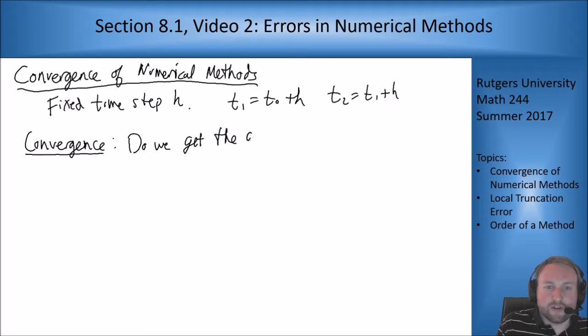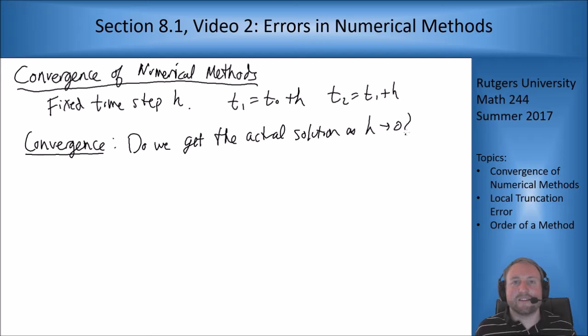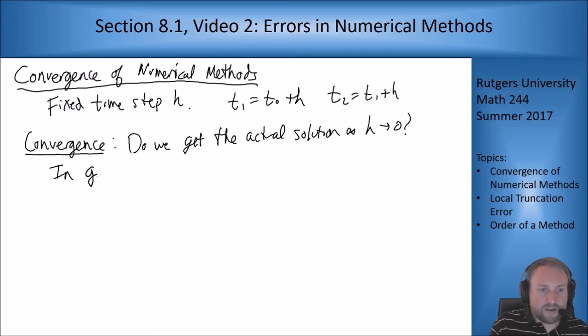do we get the actual solution as h goes to 0? What I mean by this is, you're going to take your ODE and an initial condition, and start doing, say, Euler's method, step by step forward in time. Now what you want to know is, if I send h to 0, does my method give me the actual solution back? Do I get closer and closer to the values of the actual solution as h goes to 0? In general, it's not hard to show that this is yes. In general, this is true.